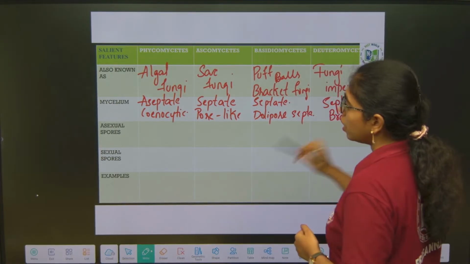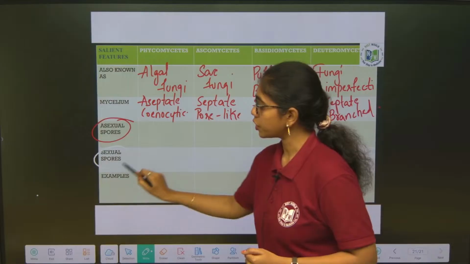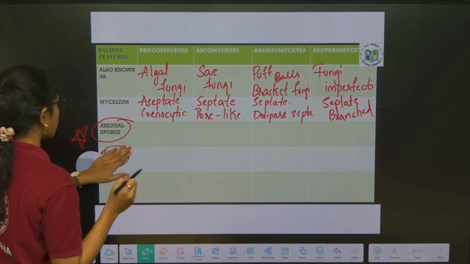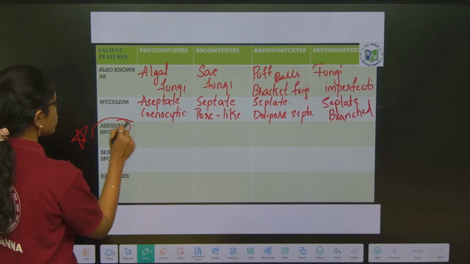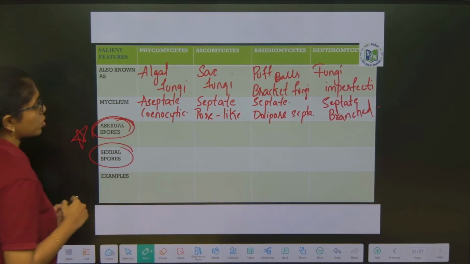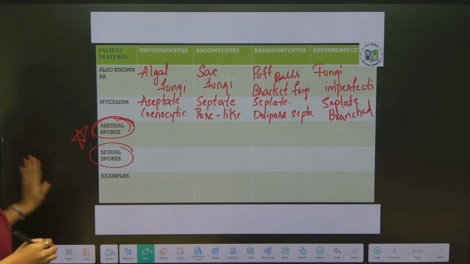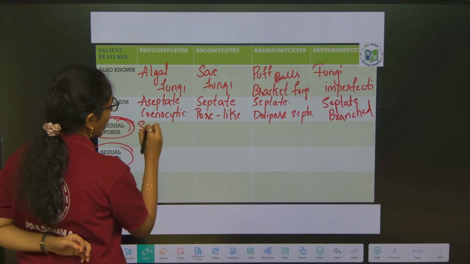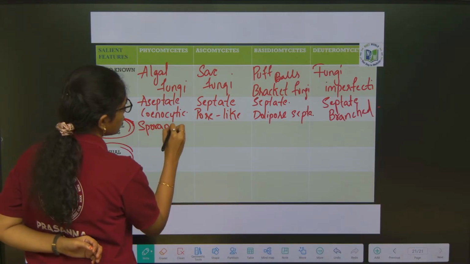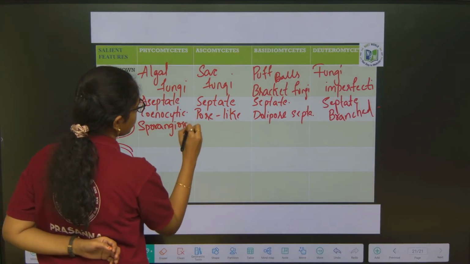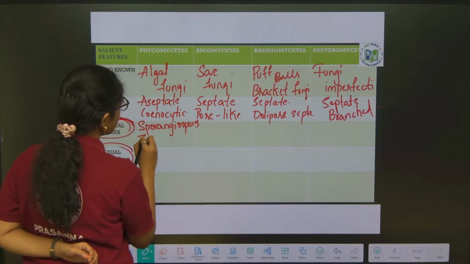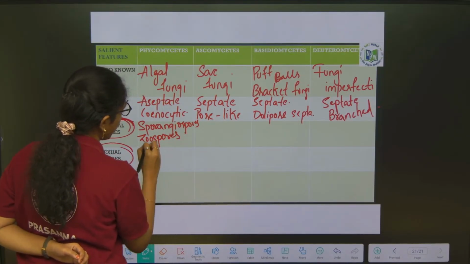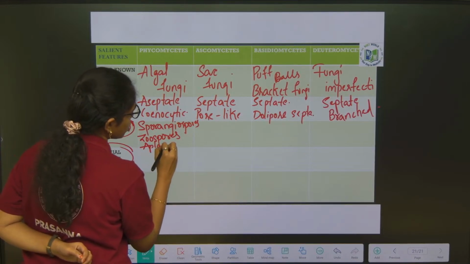Fine. Asexual spores and sexual spores, highly important. We can expect a direct question just from asexual spores and sexual spores. So in Phycomycetes, what are the asexual spores that we have come across? Sporangiospores, zoospores and aplanospores.